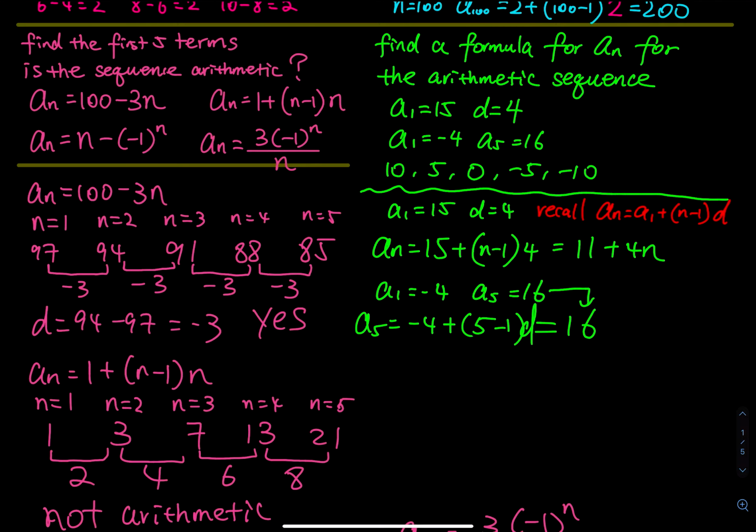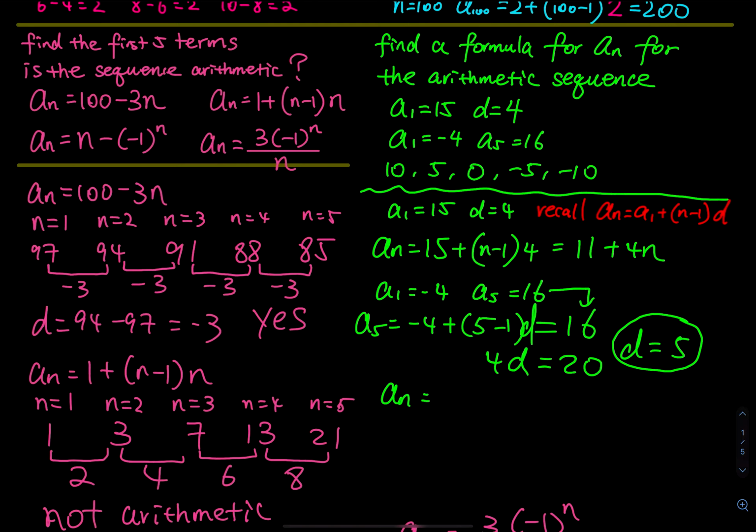And then all you have to do is solve for d. So what is that equal to? You add 4 on both sides, that is equal to 20. This is 4d, and then the common difference is equal to 5. Now you can write the whole thing. So a_n is equal to negative 4, and then plus n minus 1, and then you multiply by 5. So you have negative 4 minus 5, negative 9, and then plus 5n.